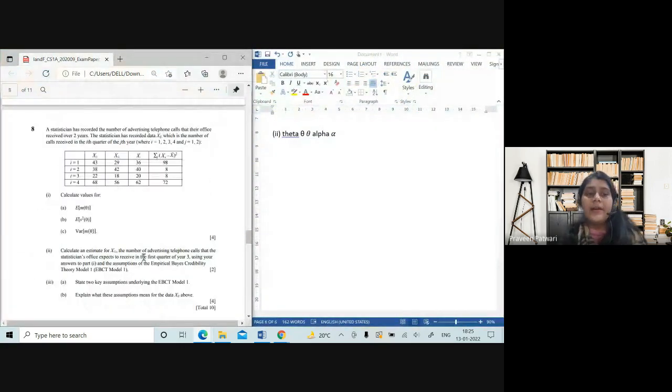Moving on to question number 8. Question number 8 is, as you can see, EBCT. So for EBCT also, you can make use of Excel if you want. You can use Excel for the calculations, but make sure if you're using Excel, whatever formula you're typing in your Excel cells, you don't have to show them that you have used Excel, but you have to explain it to them.